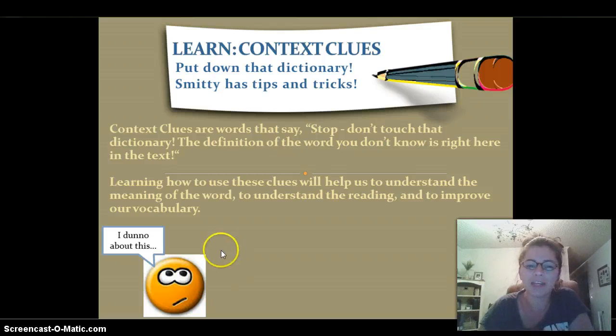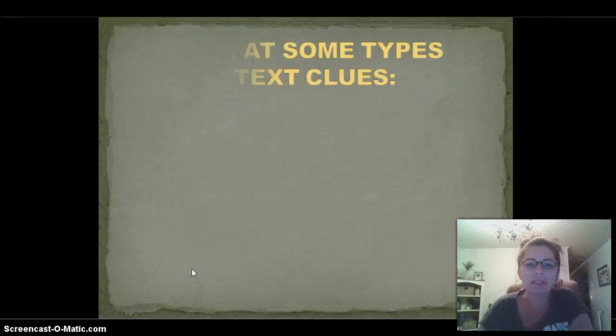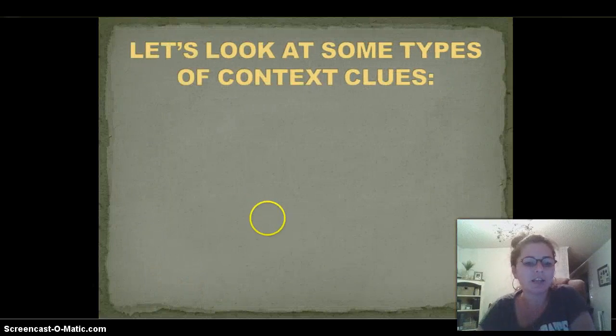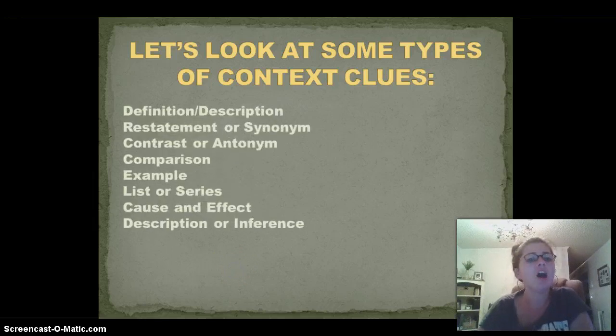And I know what you're all doing right now. You're this guy. I don't know about this. Well, let's look at some types of context clues, and maybe this will seem a little bit more familiar to you, or at least doable. So what we have are definition or description, restatement or synonym, contrast or antonym, comparison, example, list or series, cause and effect, description or inference. Now, each of these is a type of context clue that a lot of writers will include for you to help to make their writing clearer.